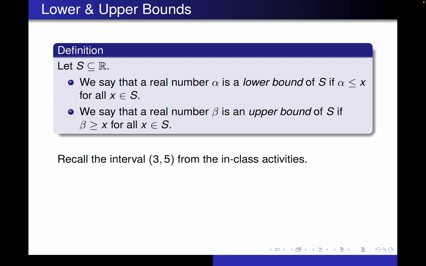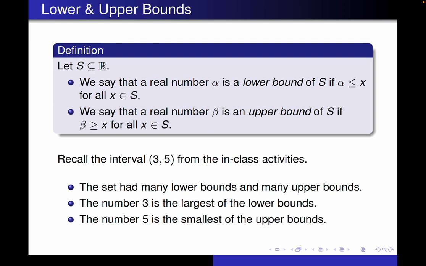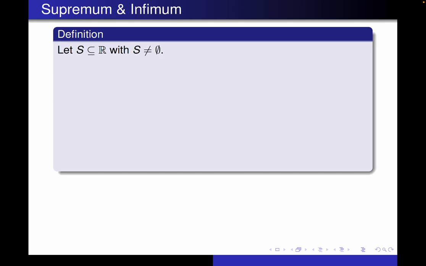And recall for the interval (3, 5) from the in-class activities, we looked at that interval in a few ways, looking at different lower and upper bounds. We noted that the set had many lower bounds and many upper bounds, in fact, infinitely many. But the number 3 was special among those lower bounds in that it was the largest of the lower bounds. And the number 5 was special among the upper bounds in that it was the smallest of the upper bounds. So that leads us to the following definition.